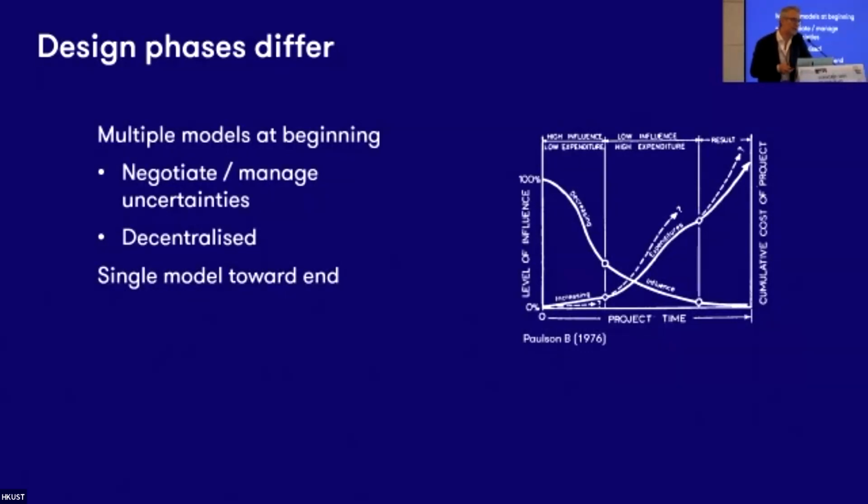But it may be a case in which we have certain types of projects in which we acknowledge there are multiple models, particularly toward the beginning, in those early phases of uncertainty. And the task is to negotiate and to manage those uncertainties and to be able to communicate between those models, a decentralized approach. And then as the project goes on, as certainties bed down, we move to a single model toward the end.